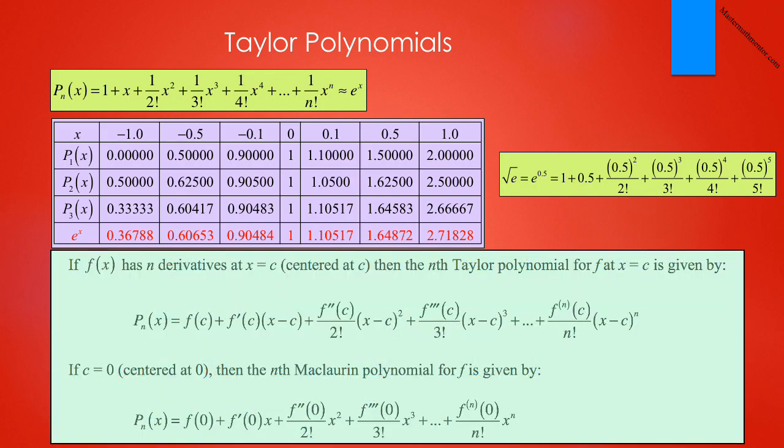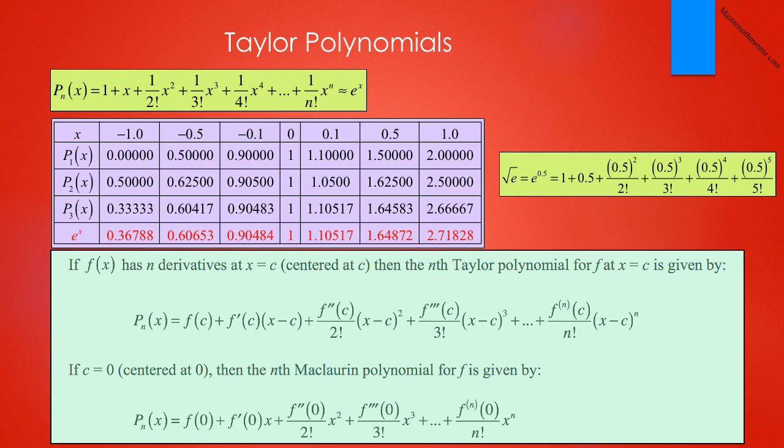In this example, we centered our polynomial at x is equal to 0, but we can also center it at some other number c. These polynomials are called Taylor polynomials, named after the English mathematician Brook Taylor, and Maclaurin polynomials, named after the Scottish mathematician Colin Maclaurin. Here is the formal definition of Taylor and Maclaurin polynomials.